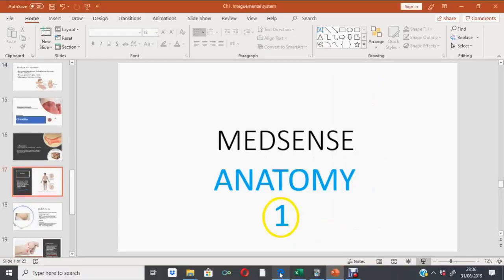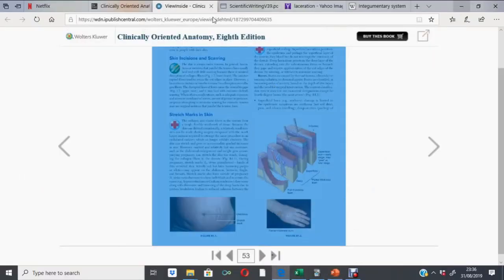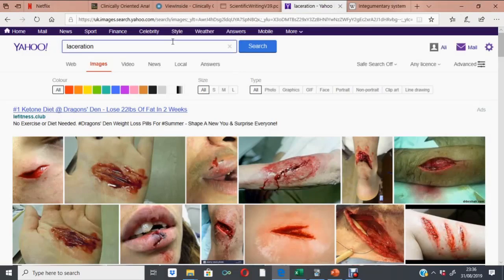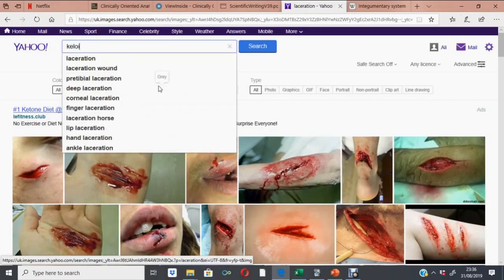Hang on. Okay, let me try and show you what a keloid is. Just so you get a good idea, it's more beneficial.